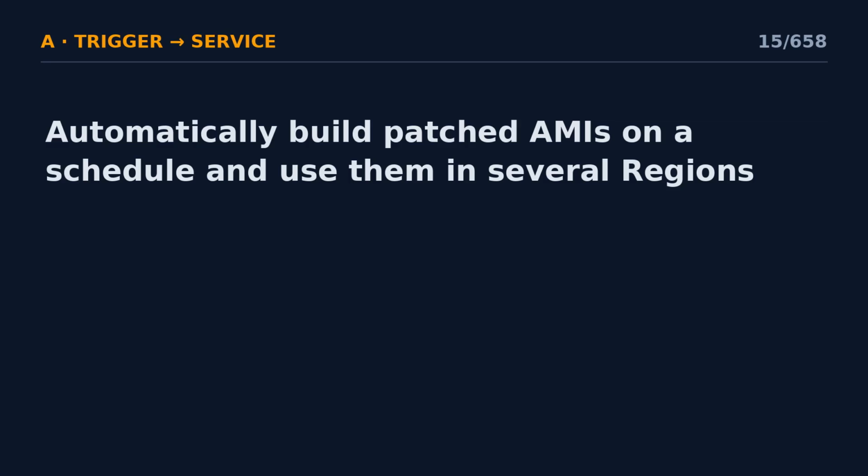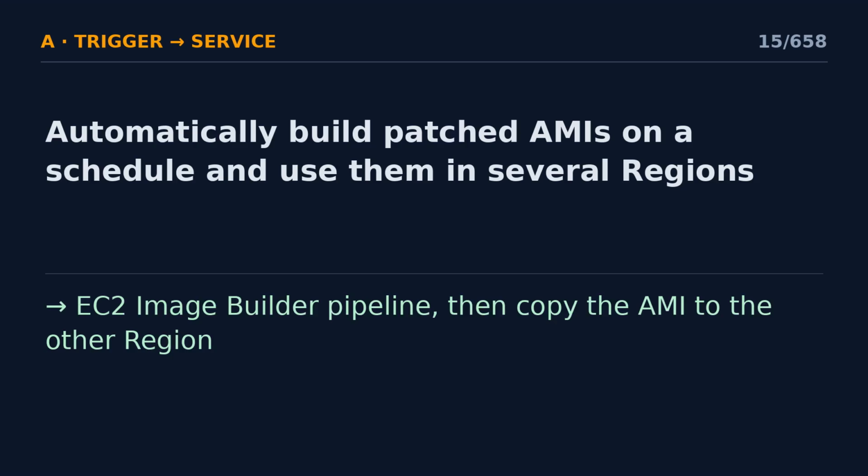Automatically build patched AMIs on a schedule and use them in several regions. Answer. EC2 Image Builder pipeline, then copy the AMI to the other region.